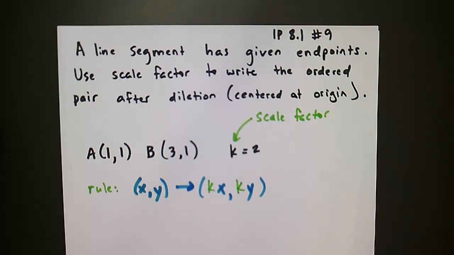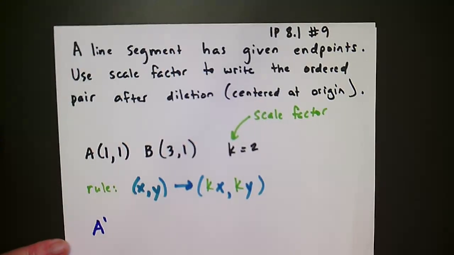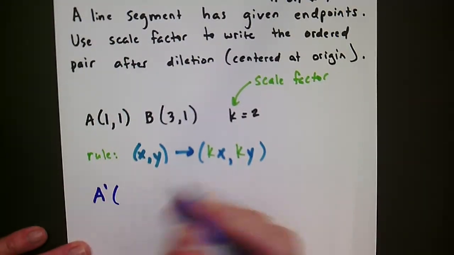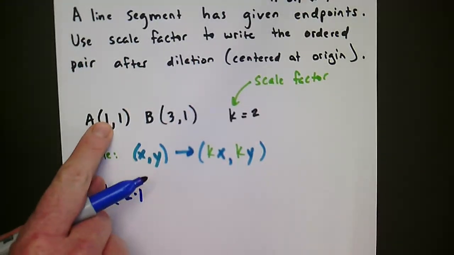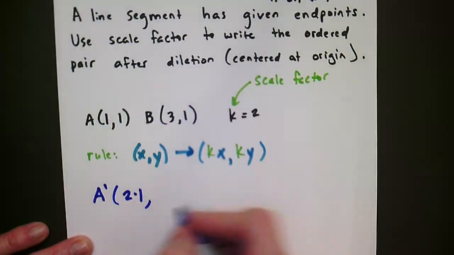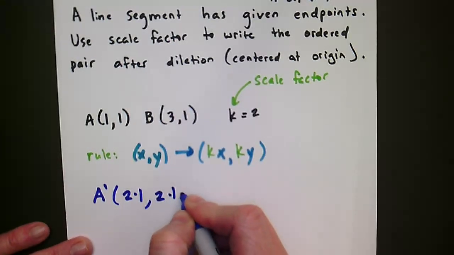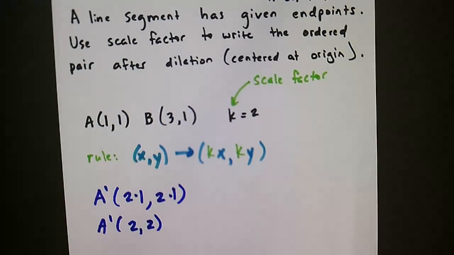So now to get A prime, to get the new A, and this is the notation I use for the new A, that little prime, I'm going to do my k value, which is 2. I'm going to do 2 times 1, because my original x value is 1. And then for my y value, it's also 1. K value is 2, so it's going to be 2 times 1. So my A prime is (2, 2).